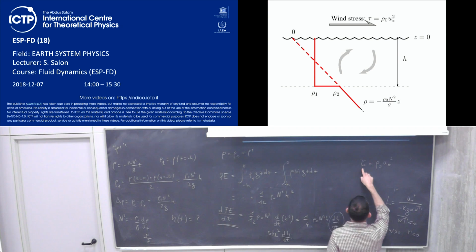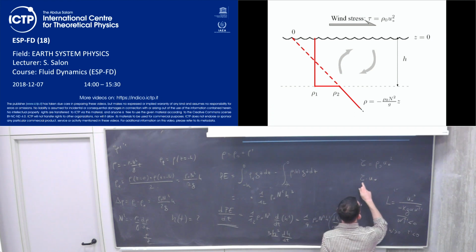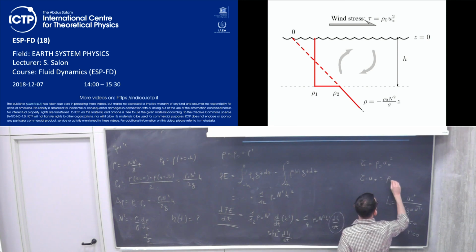Energetically, the rate of work that tau is producing over the system is just tau multiplied by u star. If you don't forget your mechanics lesson, when you have a stress and multiply it by a velocity, you have a rate of work. And so you obtain rho 0 u star cube.